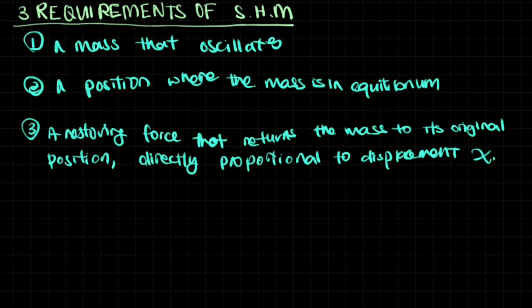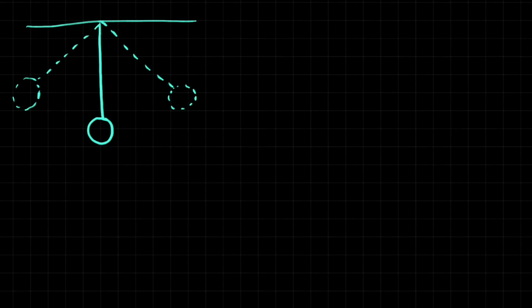Well, you have 3 requirements. Firstly, you need a mass that will oscillate. Secondly, you need a position where the mass is in equilibrium, which means that there is no resultant force on it. Thirdly, you need a restoring force that returns the mass to its original position. This has to be directly proportional to the displacement, x. What does that mean? Well, let's say this is the equilibrium position, x equals 0, displacement equals 0. This right here is going to be x0, the amplitude, the maximum displacement.